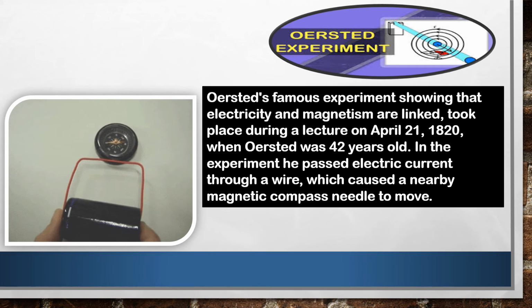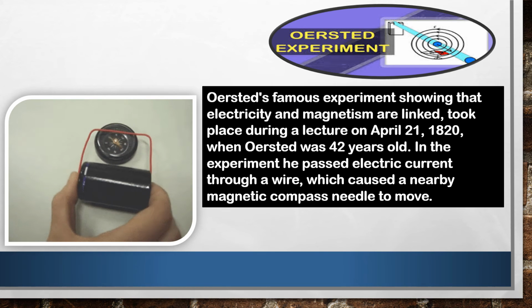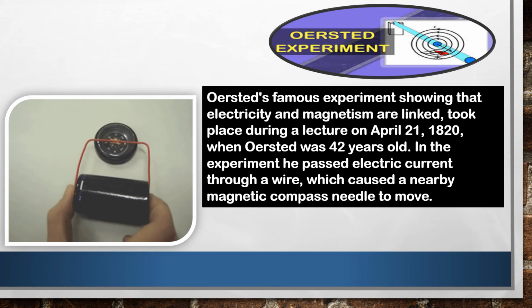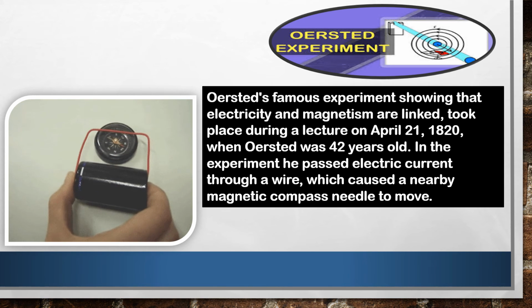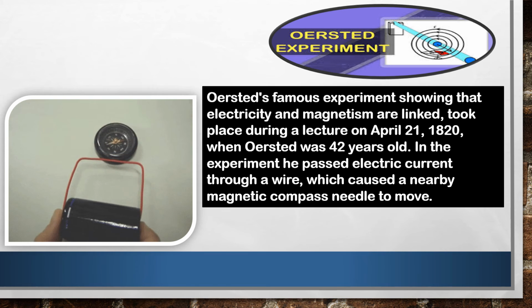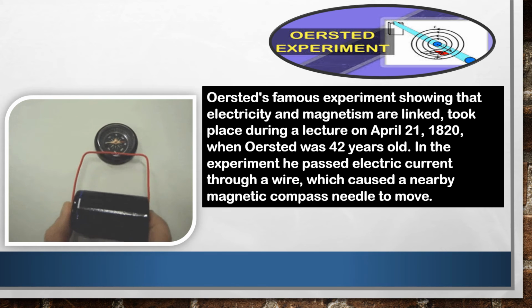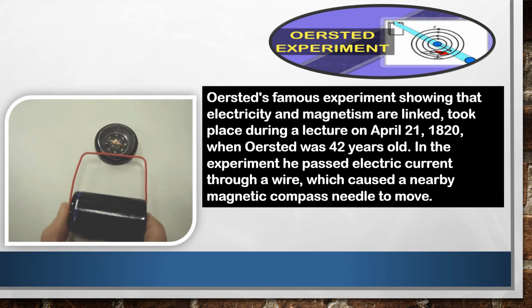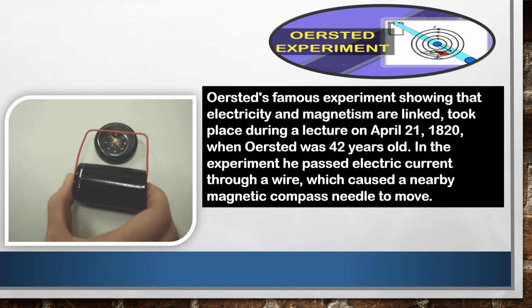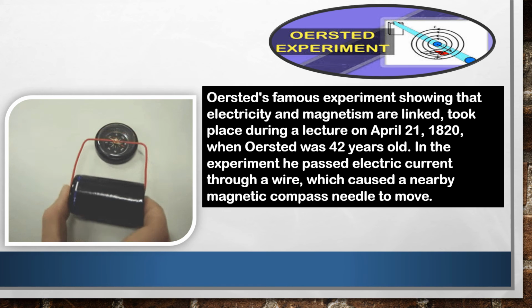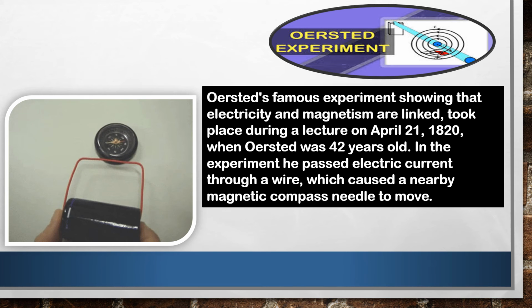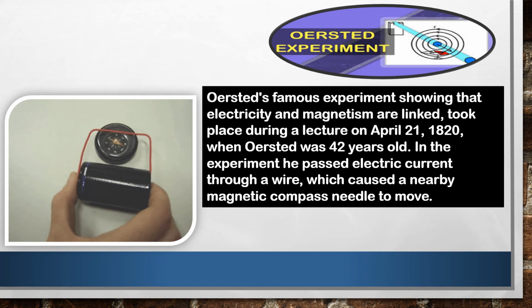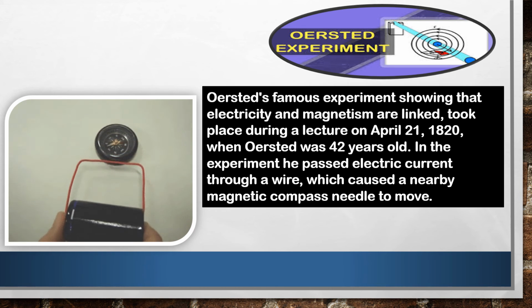You can see this is a magnetic compass needle, and this red color is the electric wire. When it is placed over this, that particular magnetic needle shows a particular direction. That means a magnetic field around this wire has been produced. And when you take off this wire from this magnetic needle, the deflection does not occur. So this is actually Oersted's experiment.